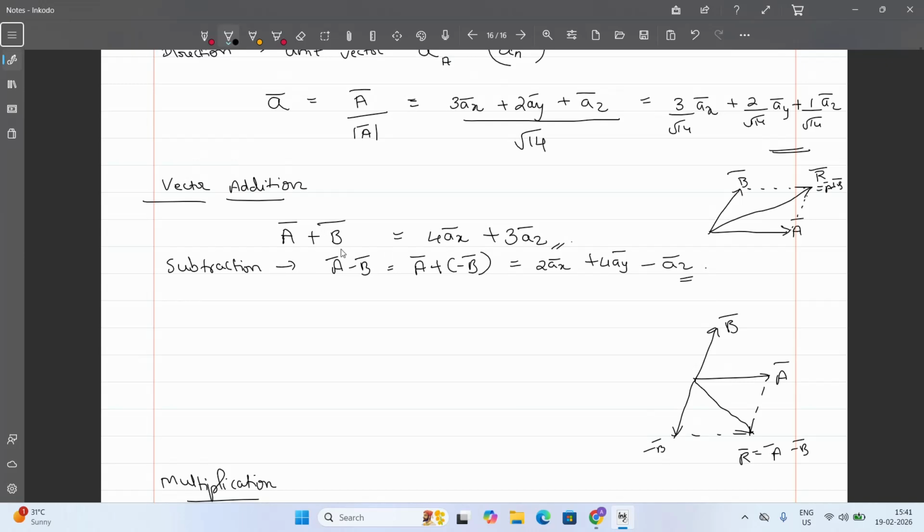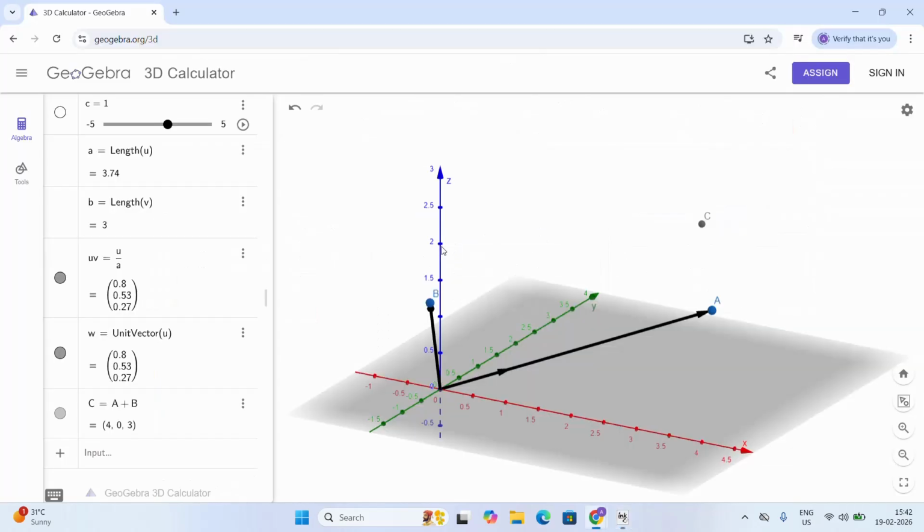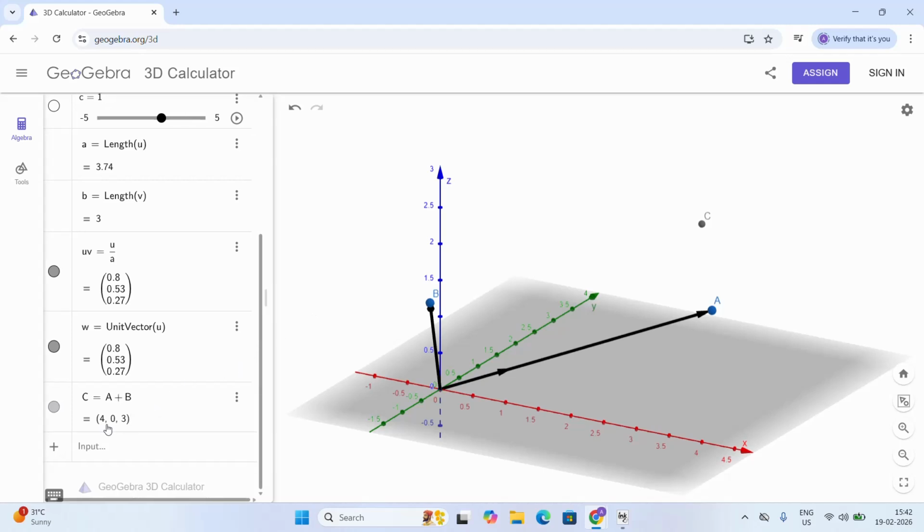We got the answer. When I did A plus B, I got 4AX. The AY component is not there, which means it is 0, then 3AZ. So if I convert this into points, it will be 4, 0, 3. I'm getting the same answer here: the addition of the two vectors is 4, 0, 3. If you want, you can convert this into a vector and plot it there.